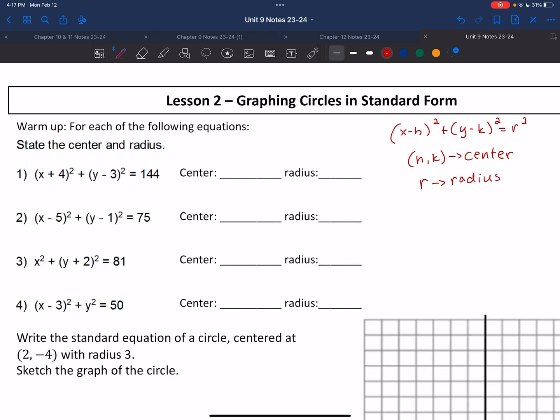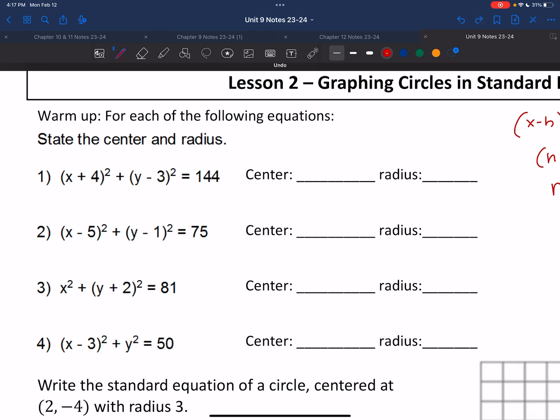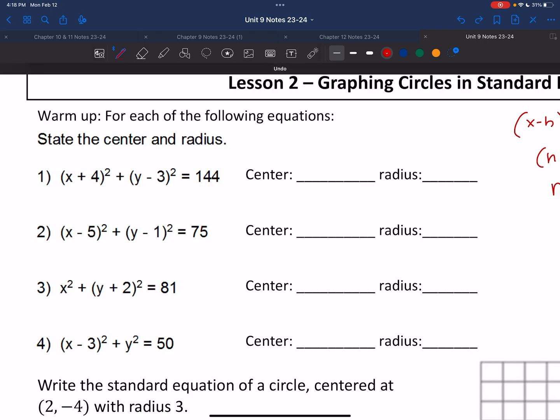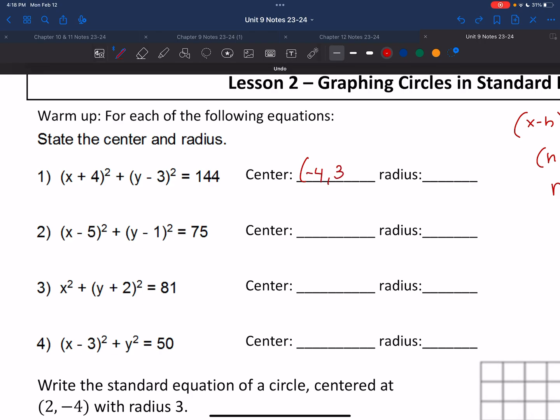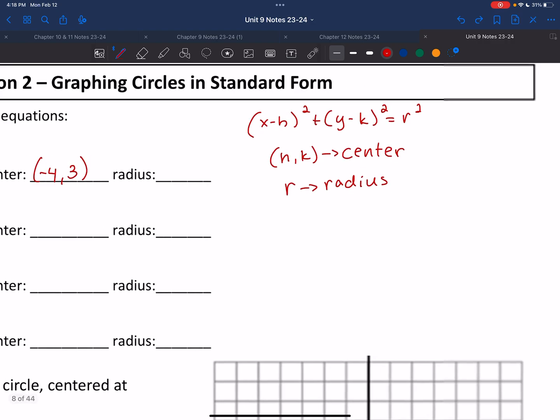All right, so it's asking us for the warm-up, try and figure out what the center and radius are for each one of these problems. So this first one, remember how we said that in the equation, the signs are flipped for your h and k. So if it's x plus 4 and y minus 3, then that means your center is actually at -4, +3. All right, and then for the radius, so this number right here, this 144, that is your r squared. Okay, so in this case, r squared is equal to 144.